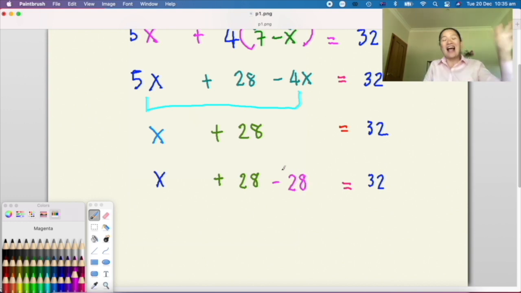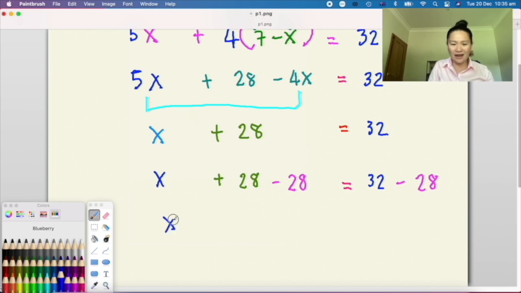Okay. 28 minus 28 equals 0 because you want to get rid of 28. You need to subtract both sides of the equation. So it's going to be x. So the x minus 28 is gone. Actually, it's not really gone. It's kind of like it turns to be 0. But I don't want to write it down here. I assume that you know it's equal 0.